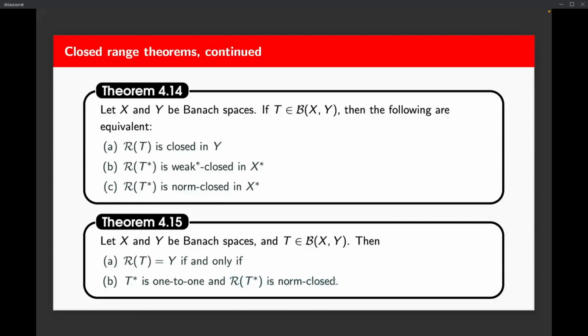But then going the other direction, if R of T star is norm closed, well, then we know that R of T is closed in Y from the previous theorem, but the new information is that if T star is also injective, then the range of T is not only closed in Y, but it's all of Y. So it's a little bit of a duality.